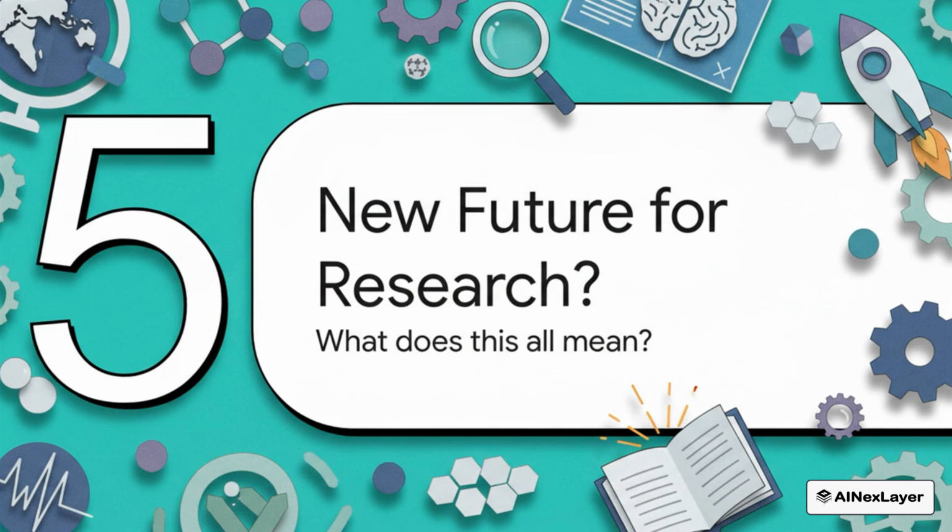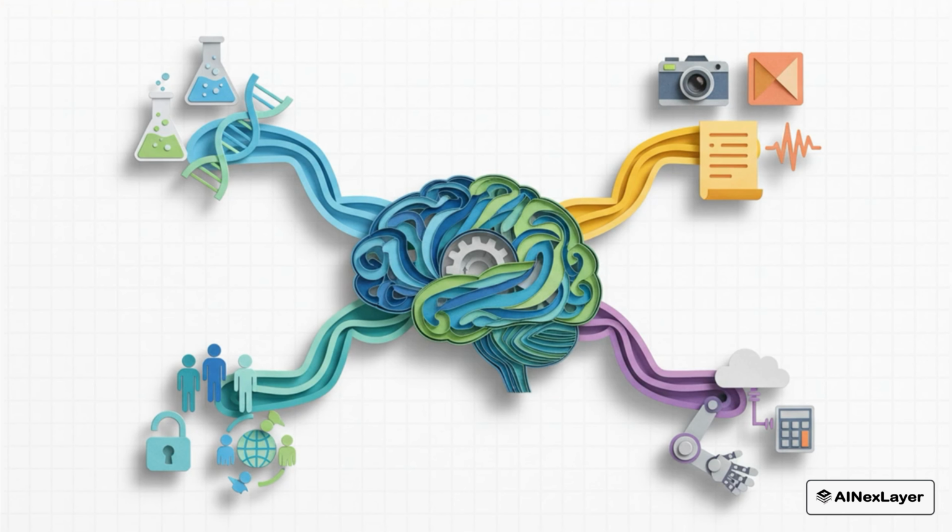Okay, so we've looked at the problem, we've seen the AI in action, and we've peeked under the hood. Let's zoom out a little. What does all of this actually mean? What could a future with tools like this look like for scientists? All right, let's boil it all down. What are the big things to remember here?